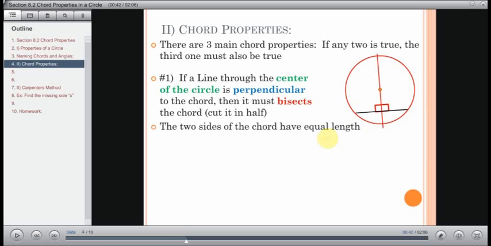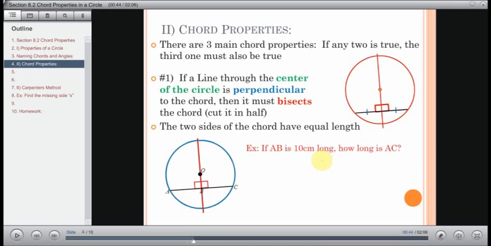All right. So like it says, the two sides of the chord have an equal length. So for example, here again is a line going through the center of the circle. There's a chord. It's perpendicular, shown by the right angled triangle boxy things. So if AB is 10 centimeters, how long must AC end up being?